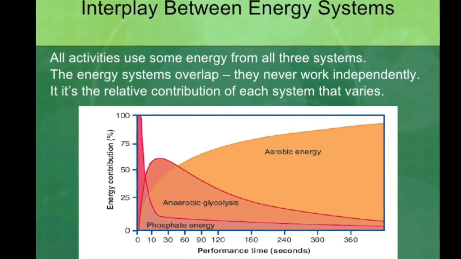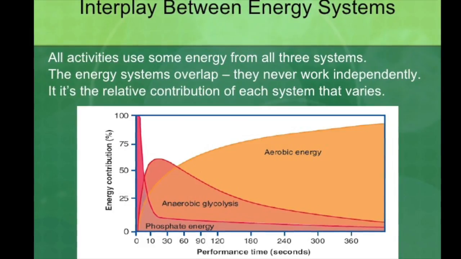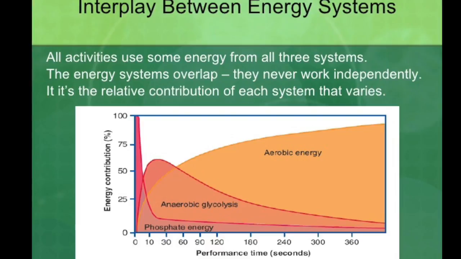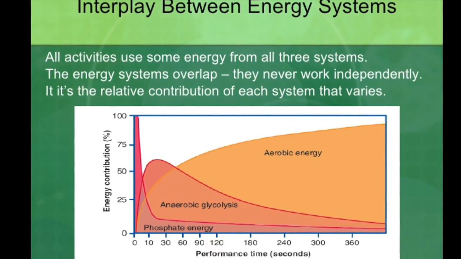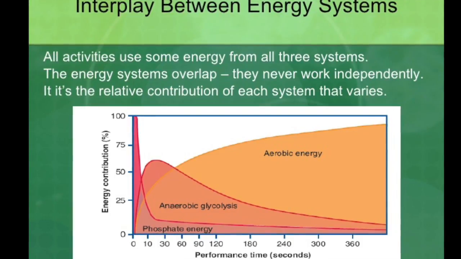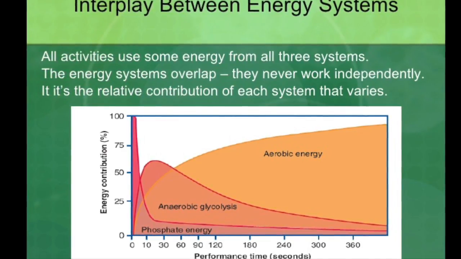So they've got alternative names. If we look at the first system, the phosphate energy, that's produced by the phosphate system or the ATP-PC system. That particular energy system produces a lot of energy very, very quickly, but it runs out of creatine phosphate supplies, which deplete over about 10 seconds.